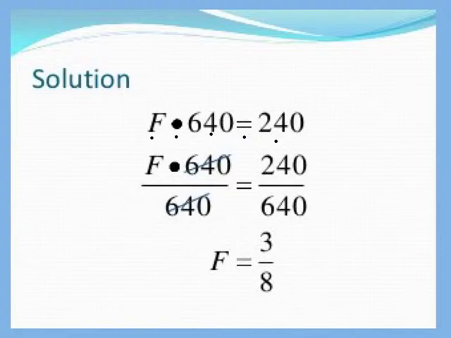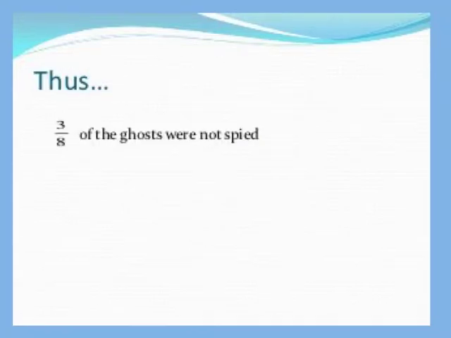Now once you've got that, you know how to set it up and how to work it out. You've got to get f by itself, so you divide by 640 on both sides. And when you do that, you're going to get 3/8. So 3/8 of the ghosts were not spied.